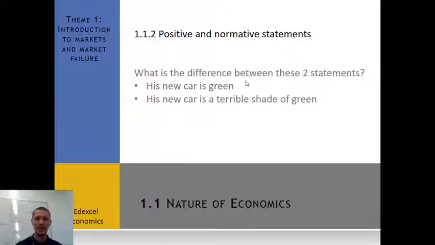The second statement, his new car is a terrible shade of green, is a bit more difficult. We're still talking about the green car. I'm still standing next to the green car, but I'm now applying my own opinion, my own bias, my own prejudice against that car. His new car is a terrible shade of green. I hate green, okay? So the language changes the statement, even though the sentiment of the car being green is the same.